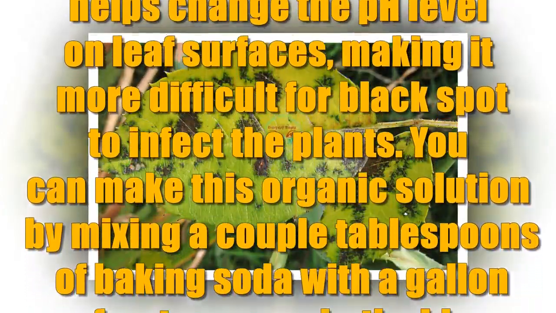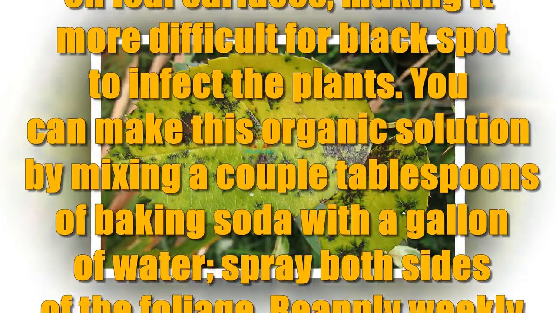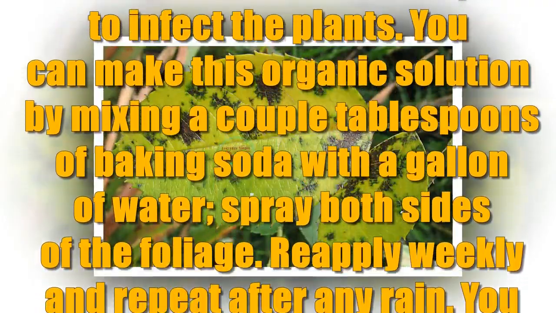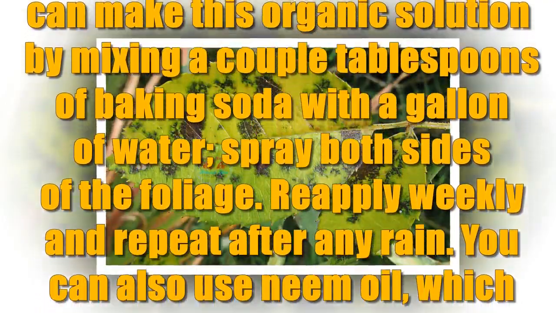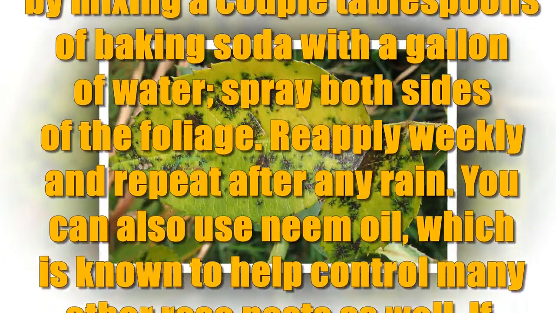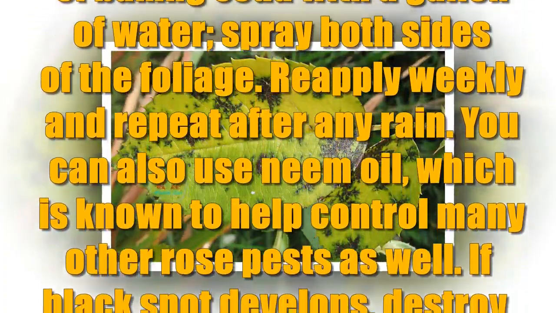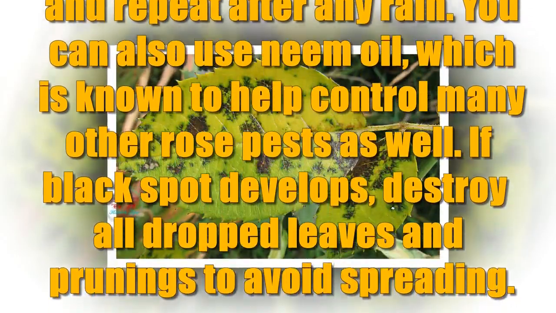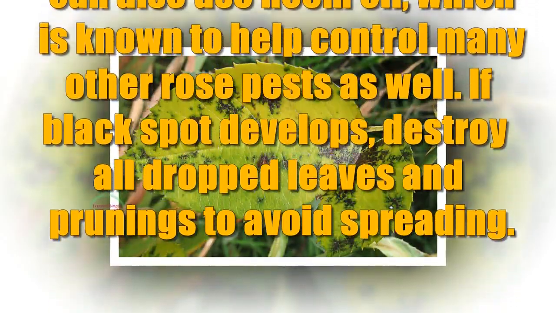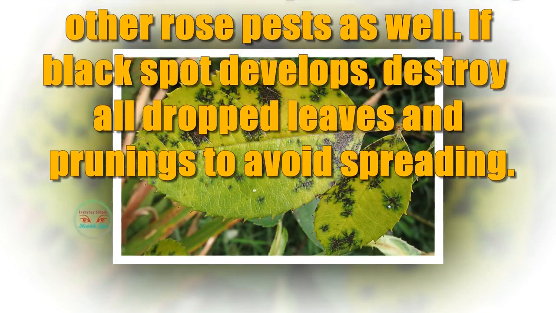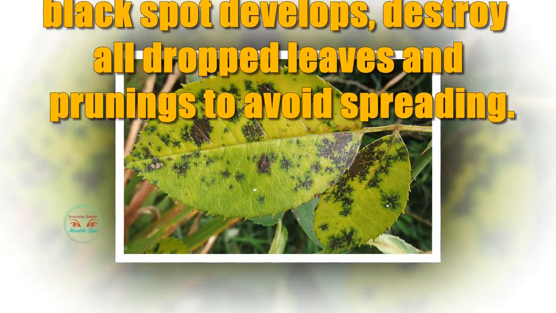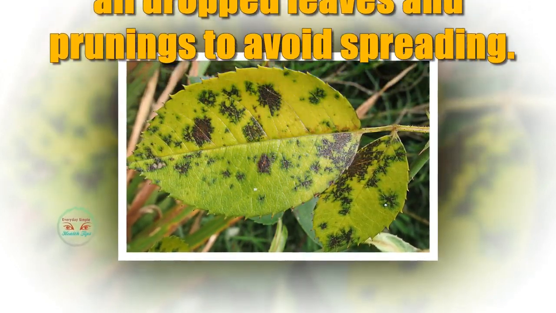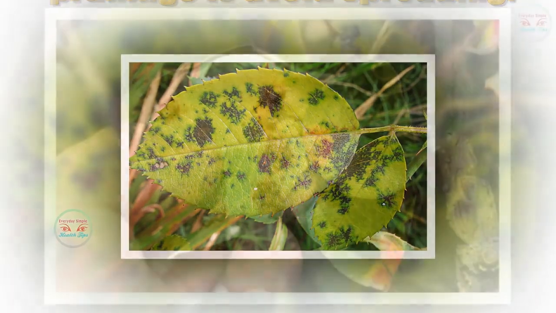You can make this organic solution by mixing a couple tablespoons of baking soda with a gallon of water. Spray both sides of the foliage. Reapply weekly and repeat after any rain. You can also use neem oil, which is known to help control many other rose pests as well. If black spot develops, destroy all dropped leaves and prunings to avoid spreading.